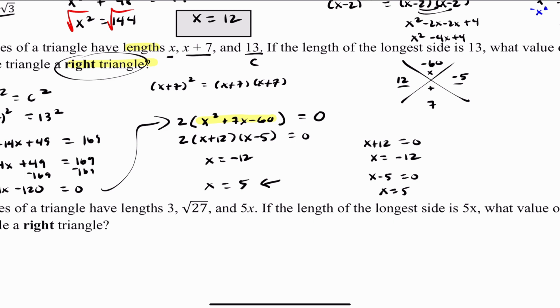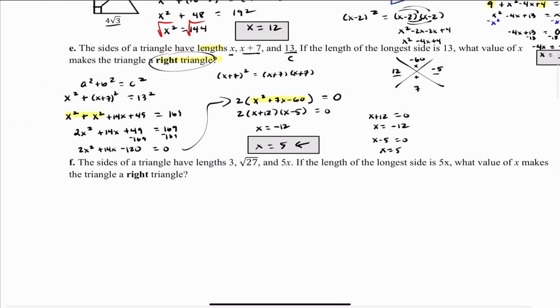There's no such thing as a negative length, because if I plug negative 12 in, well, this is negative 12. We don't want that because that right triangle would have a negative length, which doesn't exist. And then negative 12 in this expression, negative 12 plus 7, whatever that is, you're going to get a negative still. You still don't want that. So the best answer to box in would be x equals 5 because it will satisfy the context of that question. Okay?